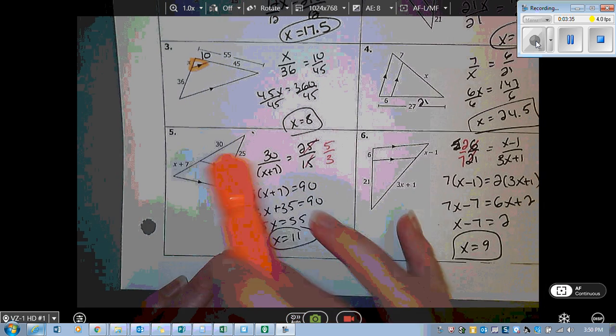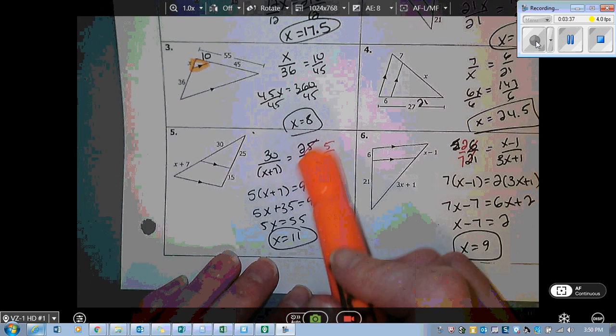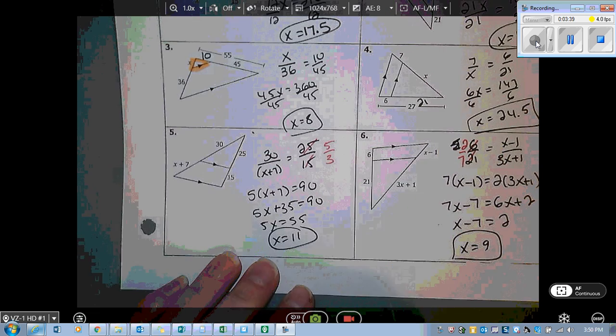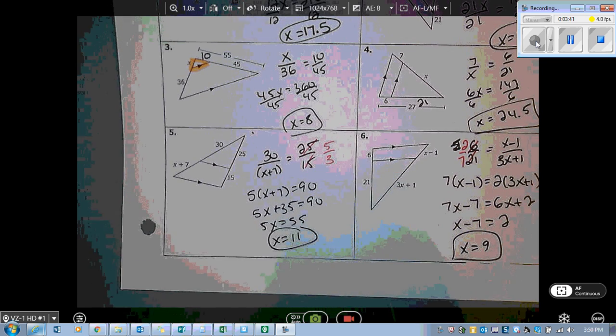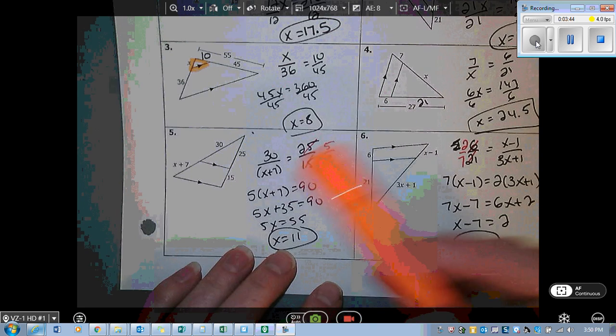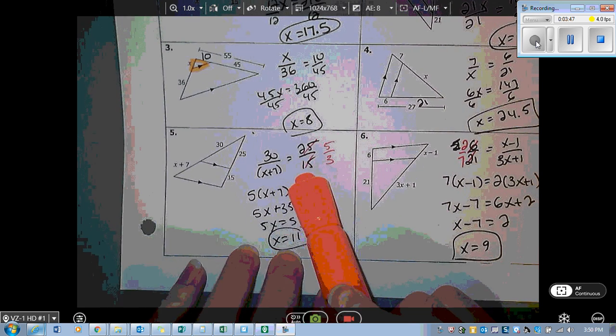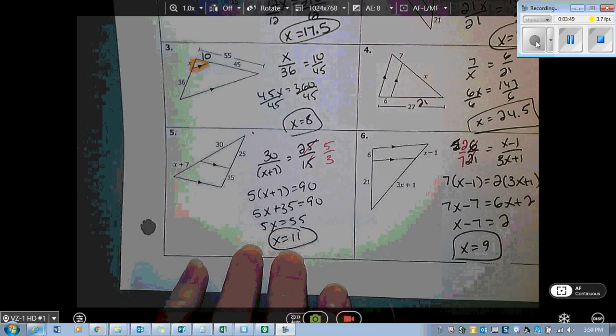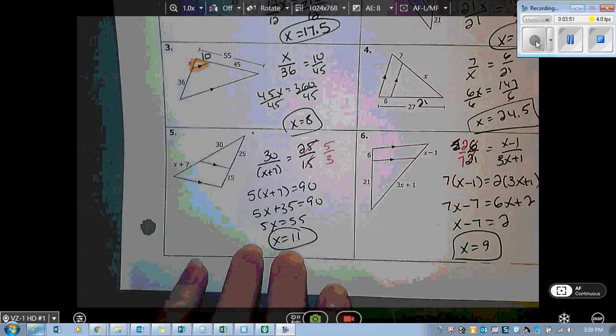Notice that for these two, I could simplify these fractions before I actually multiplied, which just makes the math a little bit easier as you're going through. So I simplified 25 fifteenths to 5/3 and 6 twenty-firsts to 2/7.